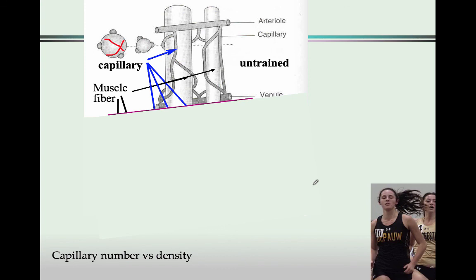This is showing you the number of capillaries that we find relative to the cross-sectional area of muscle fibers. And so here you can see two different muscle fibers. Presumably, this is a type 1 and this is a type 2. And here are the capillaries. The dashed line shows you that they've cut through these muscle fibers here, and there are the capillaries. This is the untrained state.